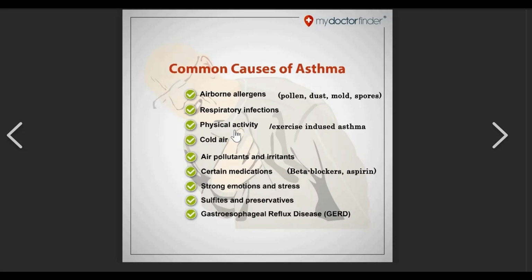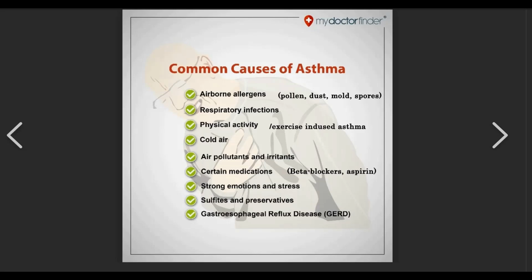Physical exercise can also trigger it, called exercise-induced asthma. The symptoms start a few minutes after you exercise and last 10 to 15 minutes after stopping. Sometimes asthma can be triggered by cold air or a cold environment, air pollutants or irritants. Certain medicines, for example aspirin and beta blockers, can trigger an asthma attack. Emotional stress, preservatives and sulfites in food can trigger asthma, and a certain medical condition called GERD can trigger asthma.